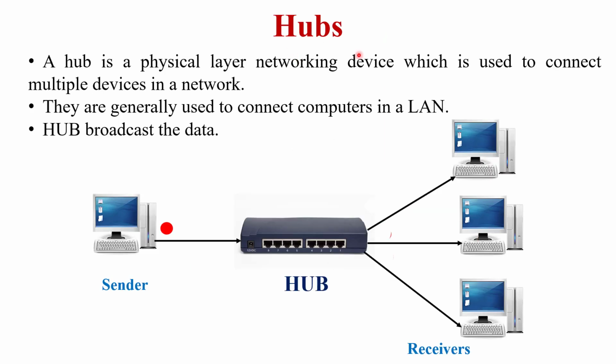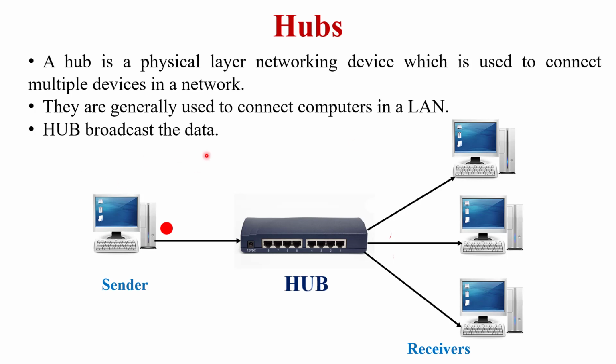Next device is hub. Hub is a physical layer device. As I have already told, there are two devices that work on the first layer of the OSI model, that is repeater and hub. So hub is also a physical layer device which is used to connect multiple devices in a network. Hub is basically a LAN device. It means they are generally used to connect computers in a LAN.